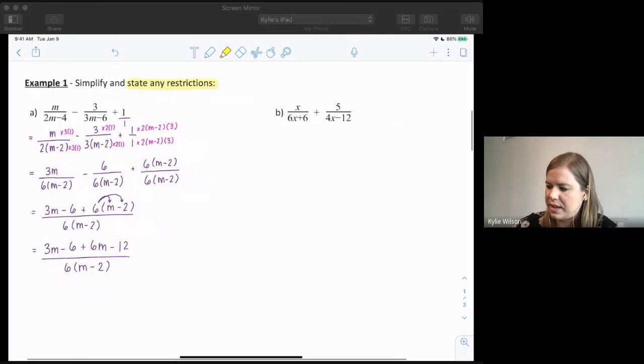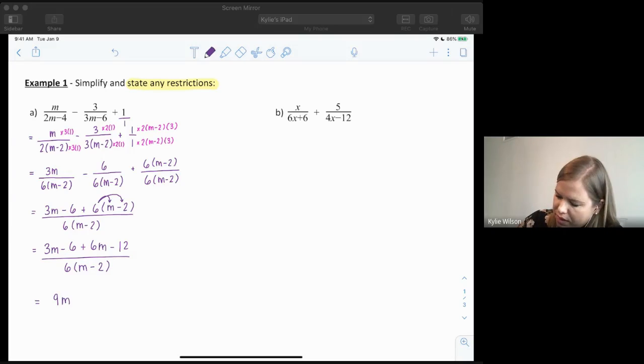Okay, so now let's collect some like terms in the numerator. So we will have 9m, oops, sorry, minus 18.